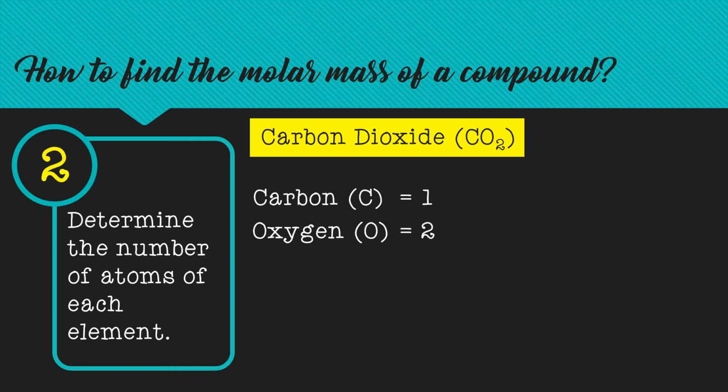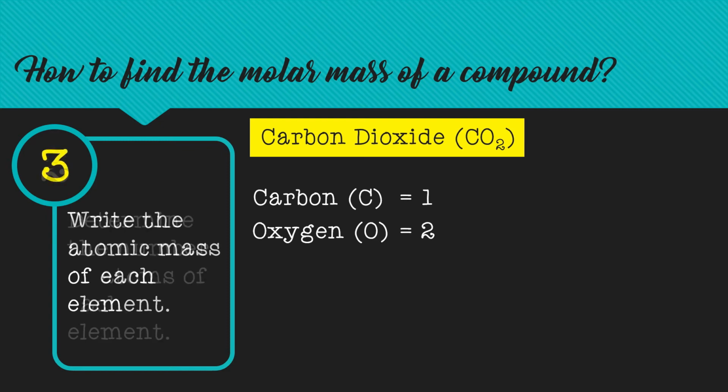Third, write the atomic mass of each element. You may refer to the periodic table of elements to find the atomic mass of each element. It is highly recommended to use whole number. Carbon has an atomic mass of 12, while oxygen has 16.